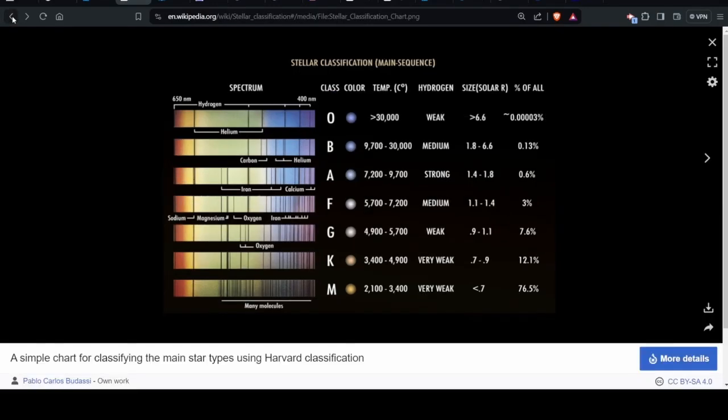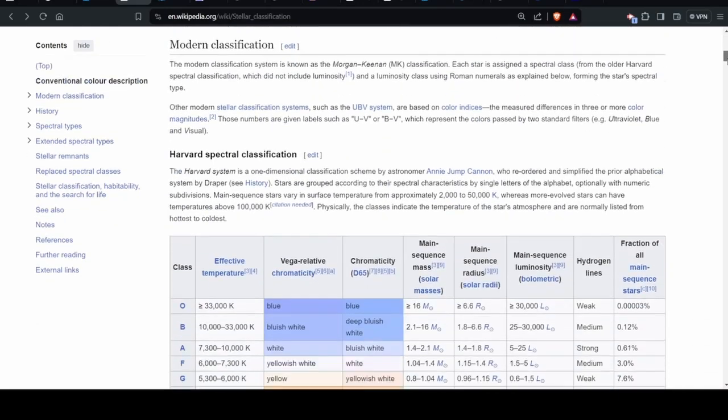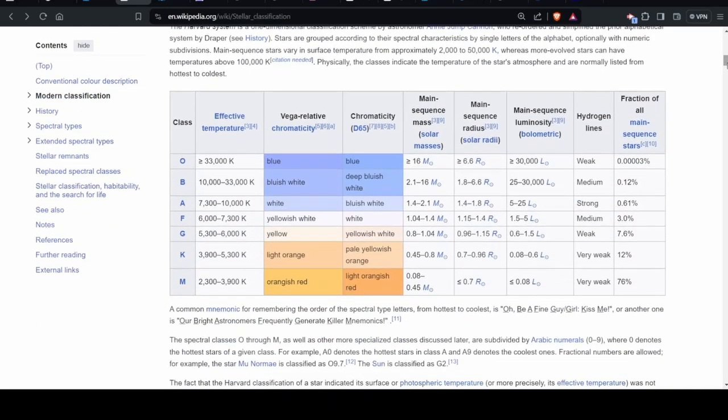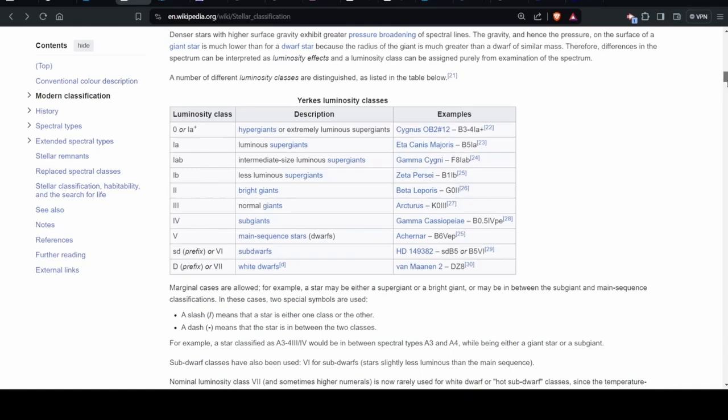So that's its spectral classification. The luminosity class that I mentioned is class 5. So we'll just scroll here a little bit. Here's some more, that's basically the same chart that I just looked at. This is all just a Wikipedia page.